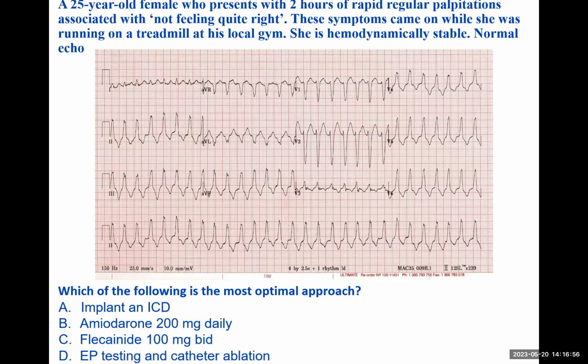Now let's move from these patients to another category of patients. We have here a 25-year-old female who has 2 hours of rapid palpitations at home, and she's in the emergency room with this ECG. She's 25 years old, and the echocardiogram is normal. What is your diagnosis? Or actually, what will be the optimal management? Just tell me what you think the diagnosis is, and then the answer here, what is the most optimal approach to manage this patient?